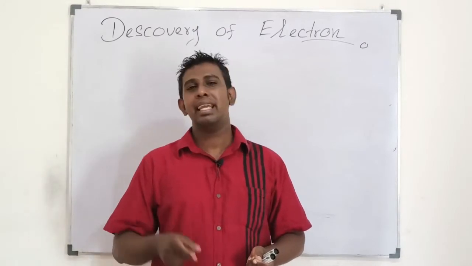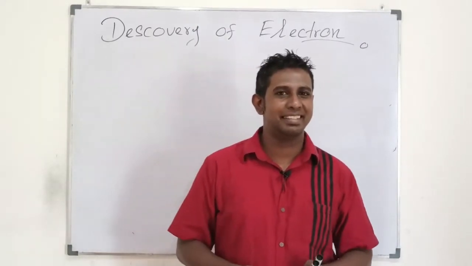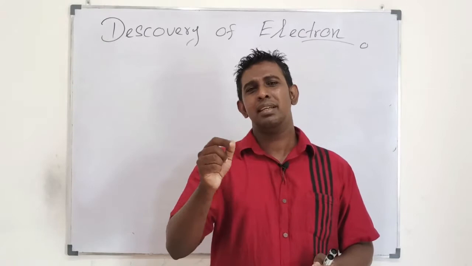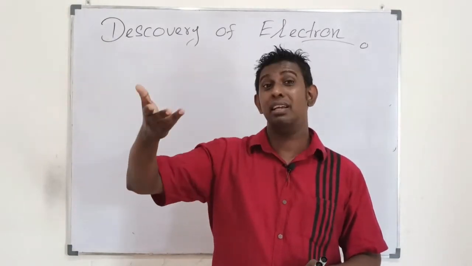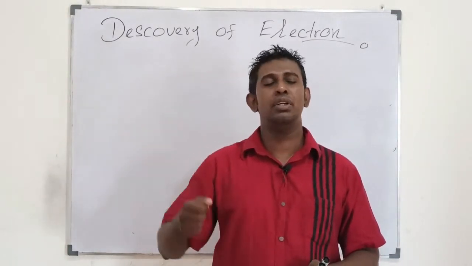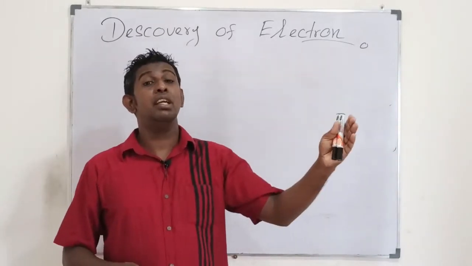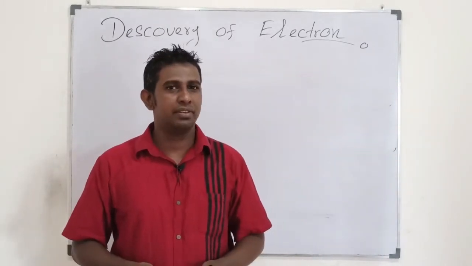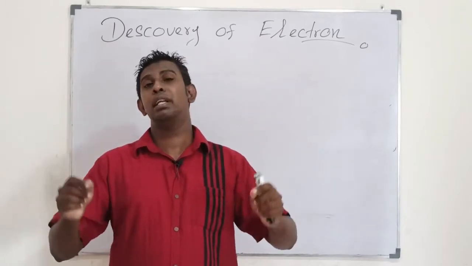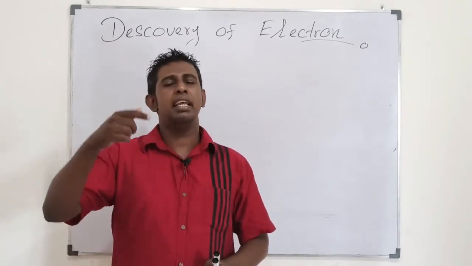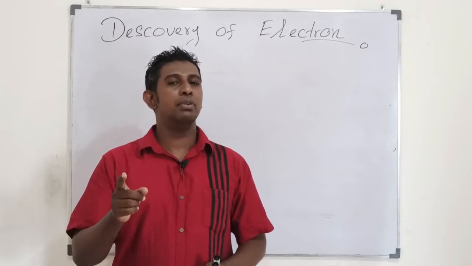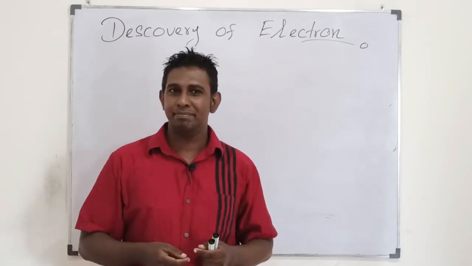Thinking that, he carried out two experiments. One was exposing a magnetic field towards the cathode rays. The other was exposing an electric field towards the cathode rays. He carried out two experiments. Let's find them out. Let's first talk about the magnetic field experiment.